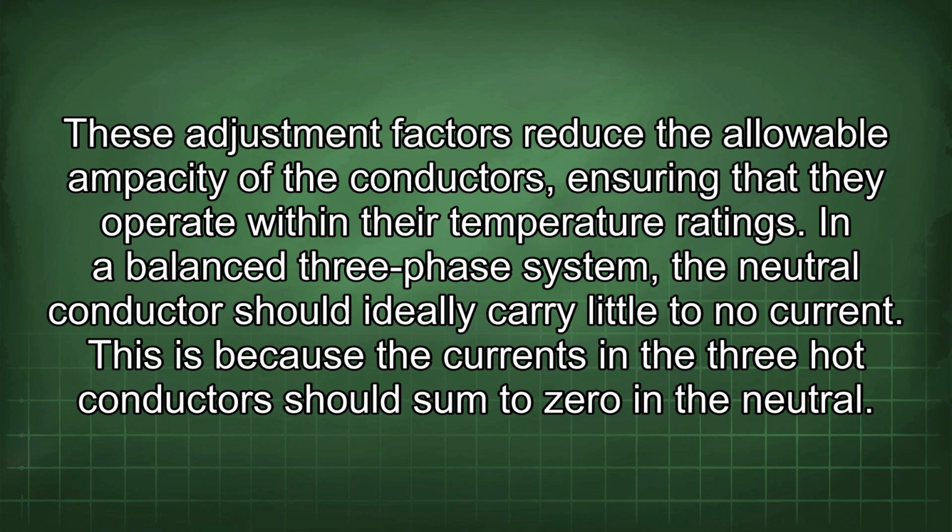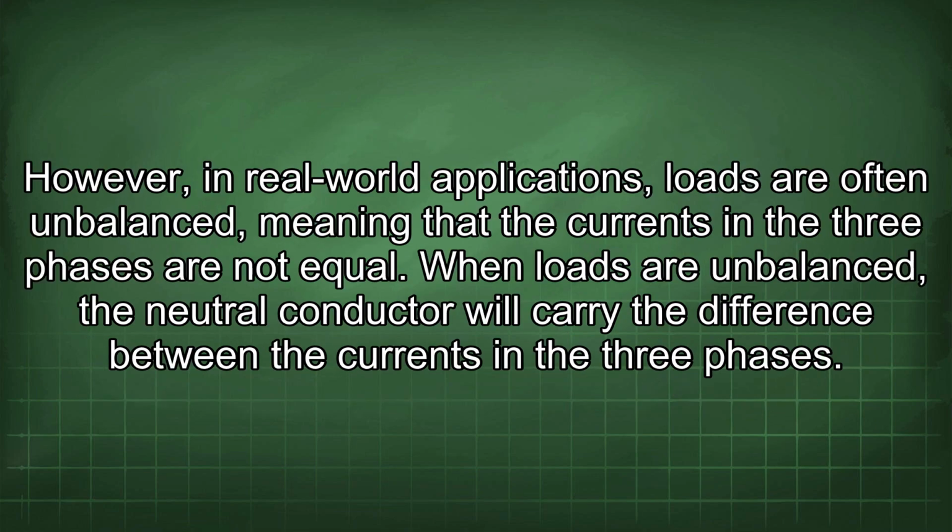In a balanced three-phase system, the neutral conductor should ideally carry little to no current. This is because the currents in the 3 hot conductors should sum to 0 in the neutral. However, in real-world applications, loads are often unbalanced, meaning that the currents in the 3 phases are not equal. When loads are unbalanced, the neutral conductor will carry the difference between the currents in the 3 phases.